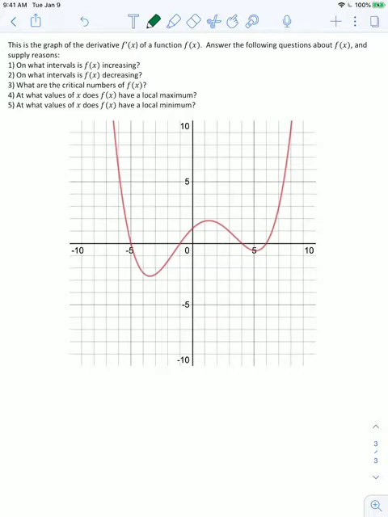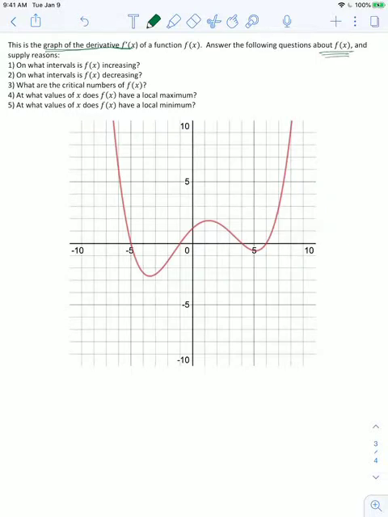So let's just read it real quickly. This is the graph of the derivative f prime of a function f of x. So this is the graph of the derivative. We want to keep that in mind. That's really important. And we want to answer the following questions about f, and we want to give reasons.